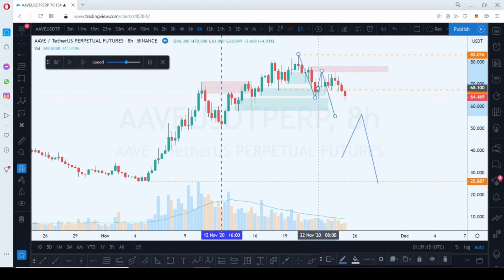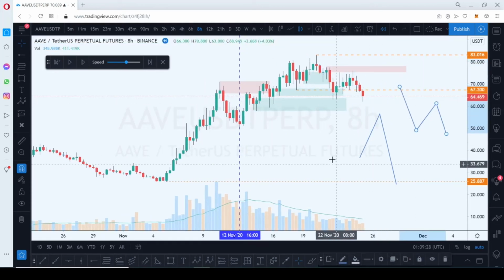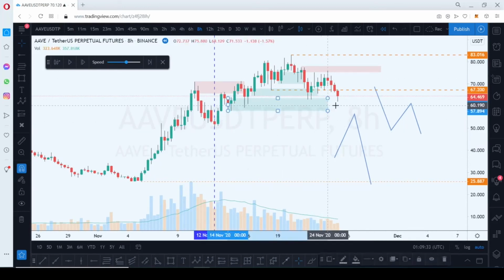We have this structure completed from this side to this low. Now this is the lower high. Now this is the lower low. It's lower than this low, right? That means we have taken our full bearish structure. But then there is one thing. This is still a demand, right? That is holding.